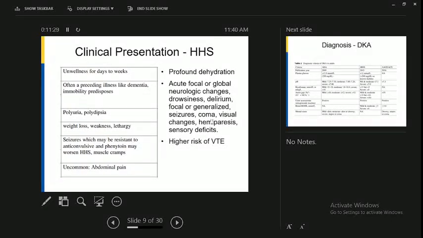In hyperosmolar hyperglycemic state, as I explained earlier, more than ketosis, there's profound dehydration which might have developed over days, especially in elderly patients who are taking these drugs and they have missed the drugs, and then high sugar levels which have caused dehydration with osmotic diuresis, and the patients not taking adequate oral intake, then they get profound dehydration, and the presentation is basically due to this dehydration. It can cause unwellness for days to weeks, with preceding illness like immobility, dementia, limiting their oral drug intake and the fluid intake, and the osmotic symptoms. Uncommon ones are abdominal pain, but they can have neurological symptoms like seizures and reduced conscious level.